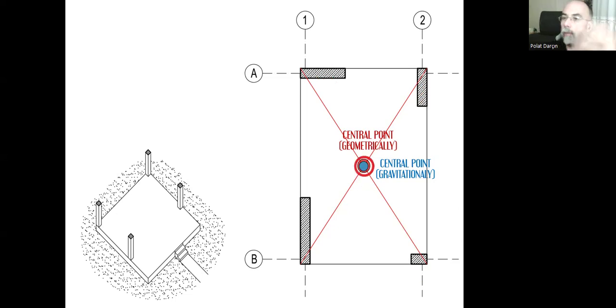We can have bigger columns so that there is an equal weight distribution throughout the building. We can move the gravitational center back. That is one of the solutions.